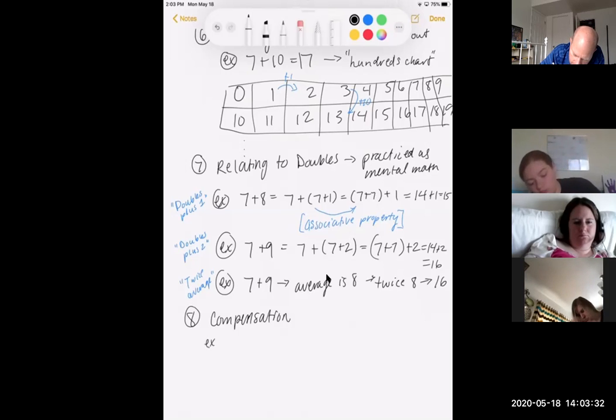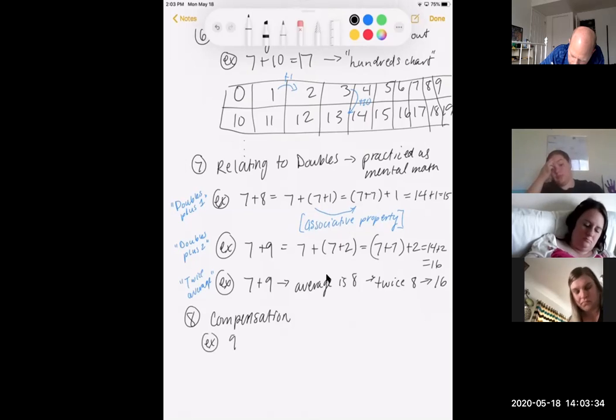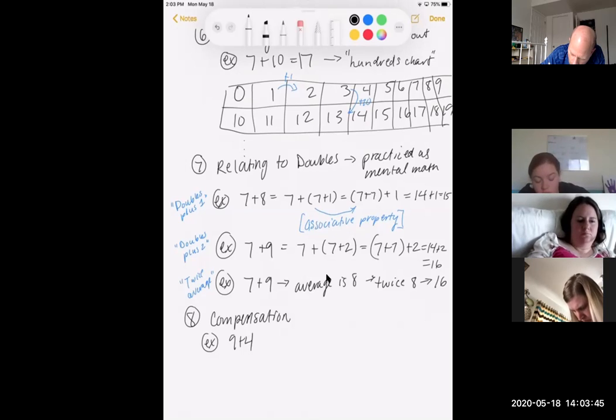So we'll start with a simple example, 9 plus 4. Now 9 plus 4 is really close to 10. So how about if I take 1 from the 4 and put it with the 9 to make it 10? Okay. So I'm going to take 9 and 4.